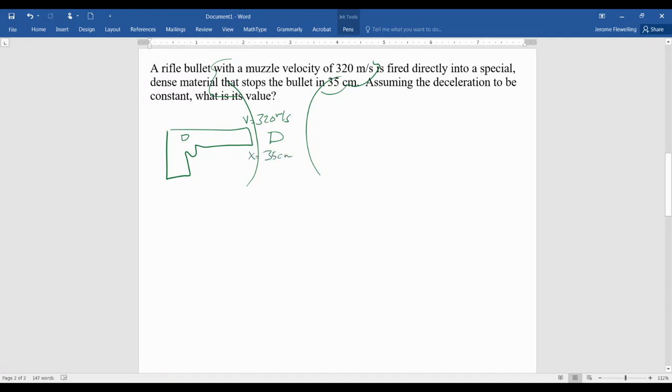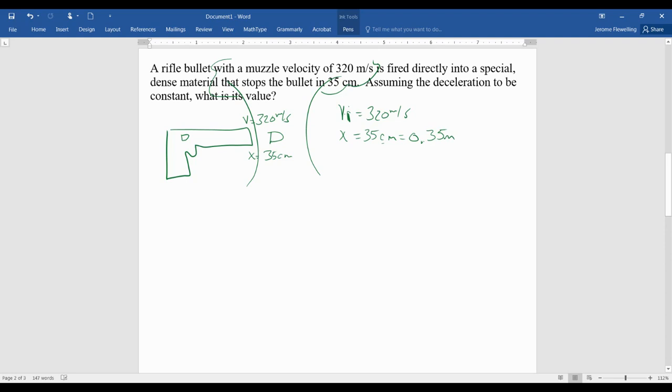Okay, so the first thing we do after drawing this picture is we want to know, what do we know? What are our givens? So already we identified that the initial velocity as it leaves the gun is going to be 320 meters per second. We also know that the displacement that it travels is going to be 35 centimeters. Now I see that, and the first thing I notice is that we got to get rid of the centimeters. So remember, if we convert that, it's going to be 0.35 meters.